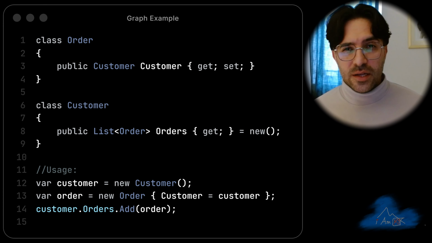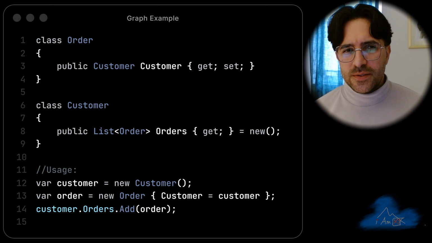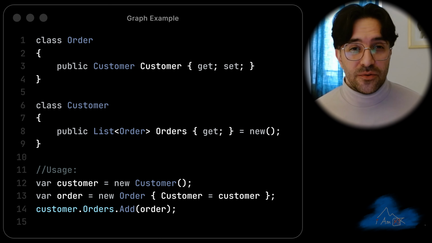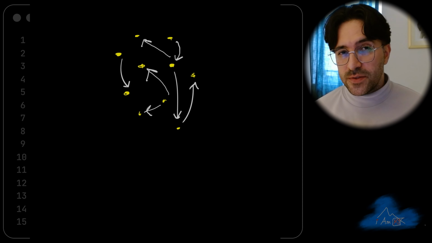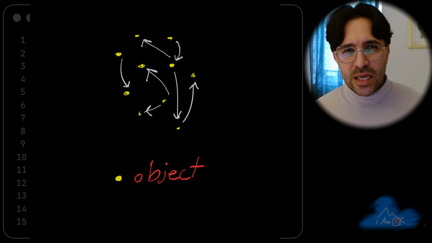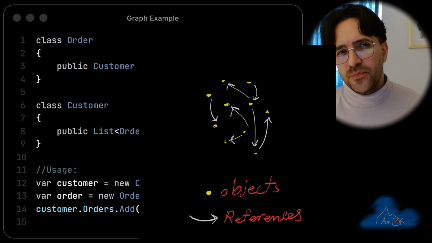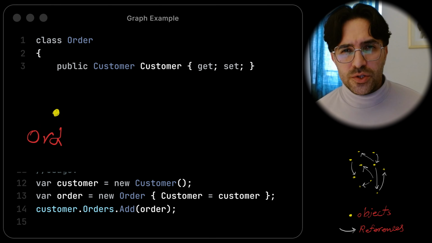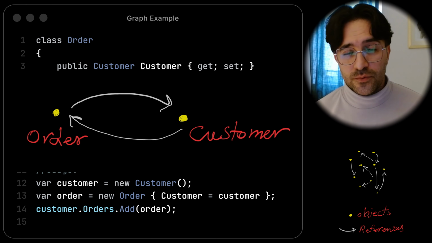In this example, at first glance, it looks simple. We created a customer, we created an order, and we linked them together. But what we actually allocated is not just two objects. We allocated a graph. It helps to picture the heap as dots connected by arrows. Each object is a dot. Each reference is an arrow. Here, the order points to the customer, and the customer points back to the order through the list.